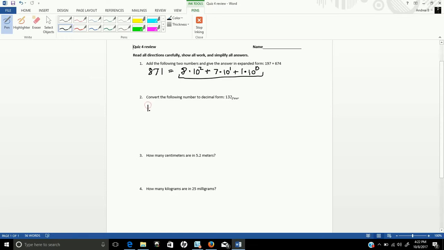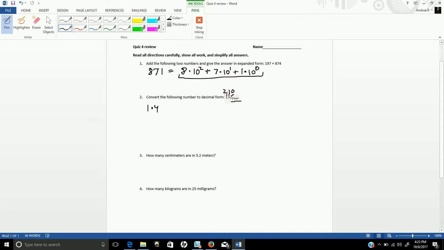So here we'd have 1 times, and then our base here, in this case, is base 4. So we'd have it times 4, and then to figure out the exponents, we're going to have an exponent of 0, 1, 2, and then we'd have an exponent of 3, 4, 5, and so on, depending on what place value those are in.